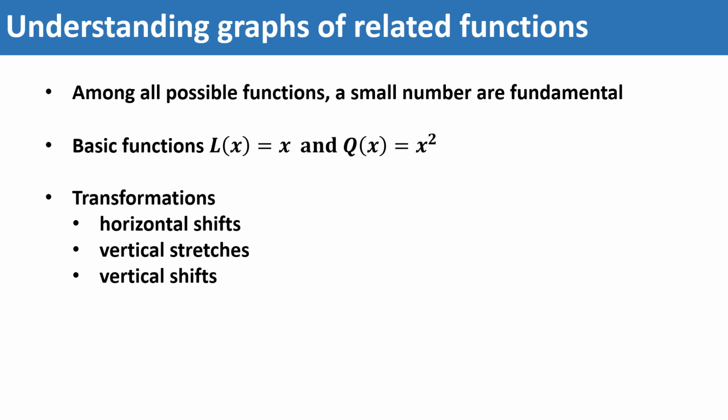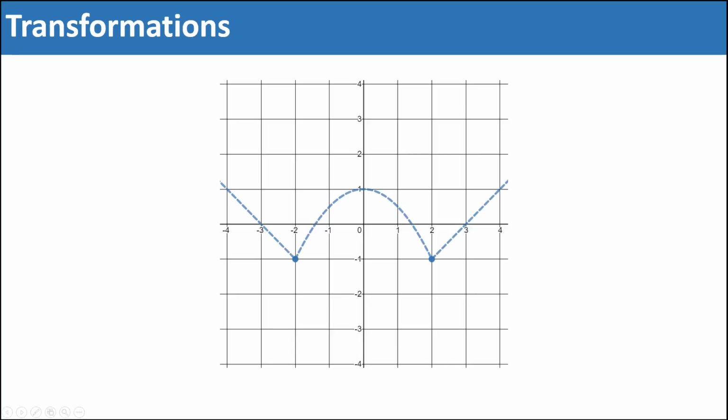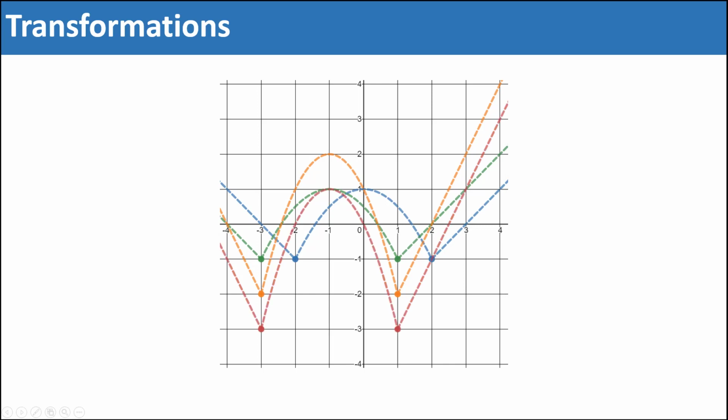Let's look at how these transformations impact the graph of a function. If we start with the original graph in dashed blue, we shift it 1 unit left to generate the curve in dashed green. From there, we can stretch the graph vertically by a factor of 2 to get the curve in dashed orange. And finally, shift the graph down 1 unit to get the graph shown in red.